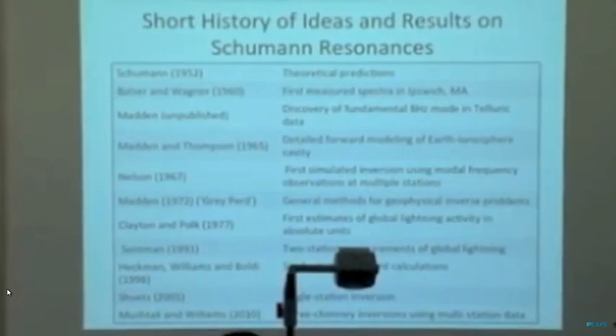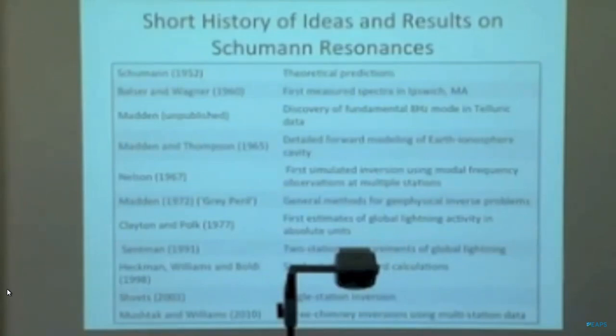The classical paper on observations was by Balser and Wagner in 1960, a Nature paper, and Charlie Wagner is here today. He was an MIT undergraduate. And then Ted, I'll show you some data that Ted worked on in 1960, showing the 8 Hertz fundamental mode and telluric data. But the best paper in this field is Madden and Thompson, 1965. And Bill Thompson is here, and he explained to me that he was the bridge between Ted on campus and Balser and Wagner at Lincoln Laboratory. And Ted was doing modeling to explain Balser and Wagner's measurements.